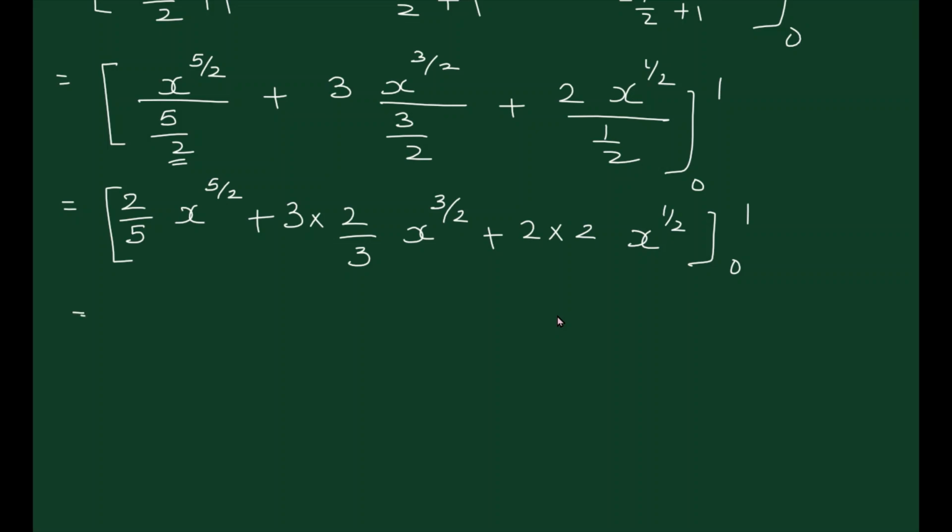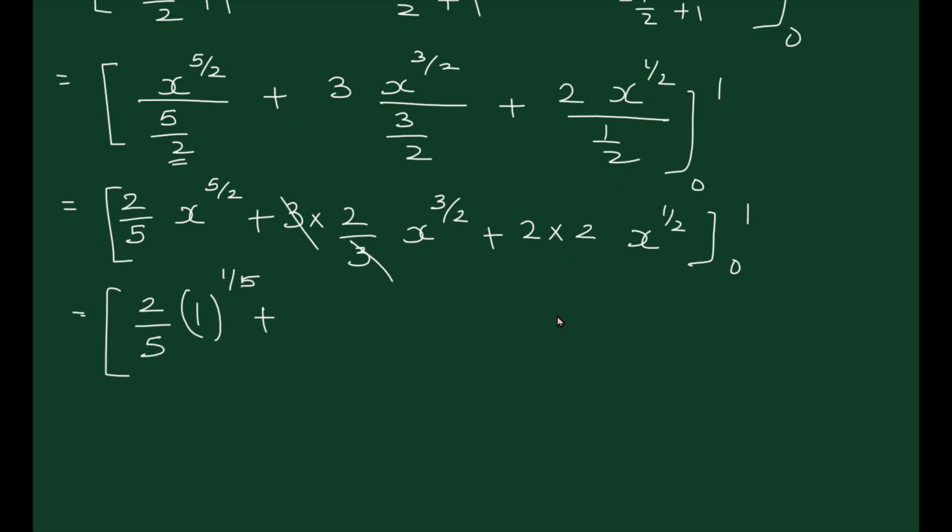Now we can apply the limits of integration. So observe how it is done now. So we write 2 upon 5, 1 raised to 5 by 2, because the upper limit is 1. So first we'll write all the values with the upper limit and then go on to the lower limit, that is it.